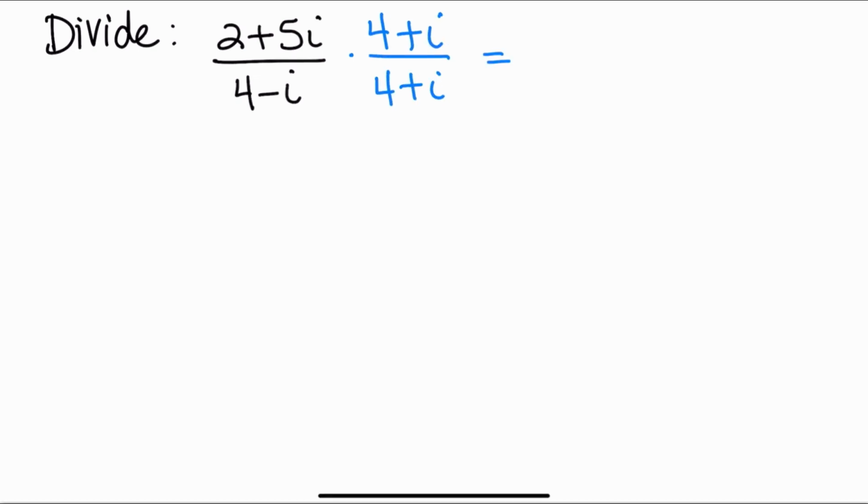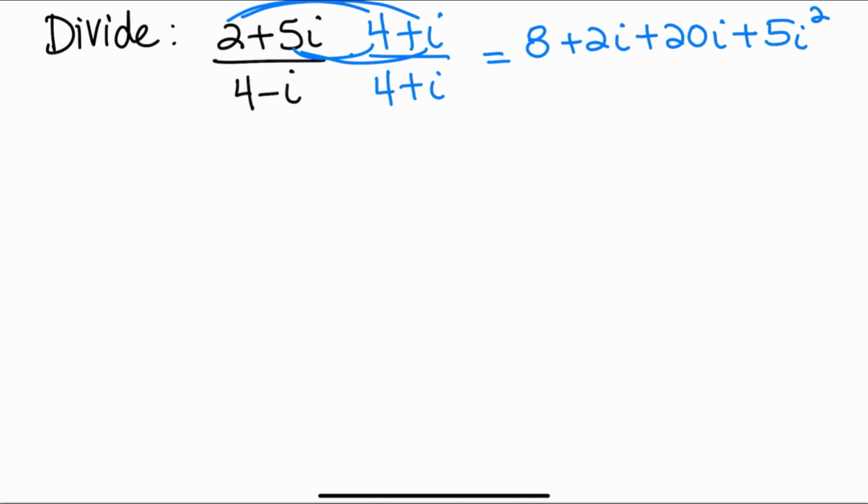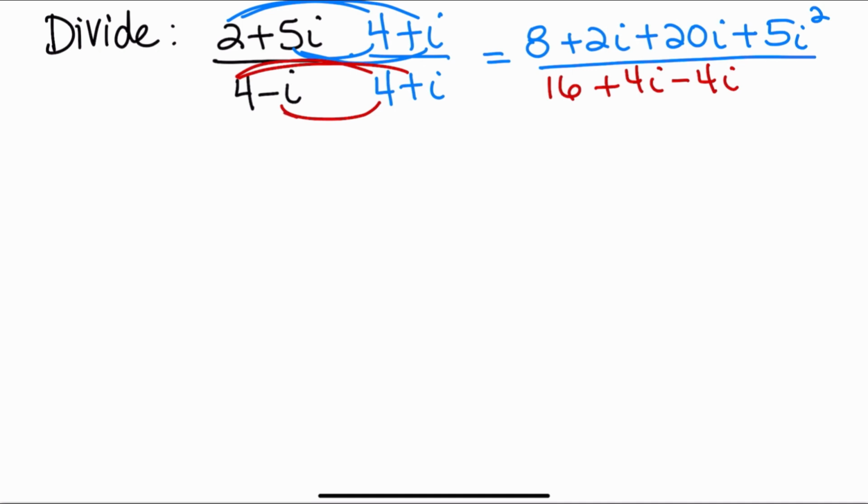In the numerator, I'm going to go ahead and distribute. 2 times 4 is 8. 2 times i, 2i. 5i times 4 plus 20i. 5i times i plus 5i squared. All over. Then in the denominator, I'm going to do the same thing. 4 times 4 is 16. 4 times i, 4i. Negative i times 4, negative 4i, which I expected because remember I just showed you that those two middle terms are always going to cancel out when you multiply a complex number by its conjugate. And then negative i times i is negative i squared.